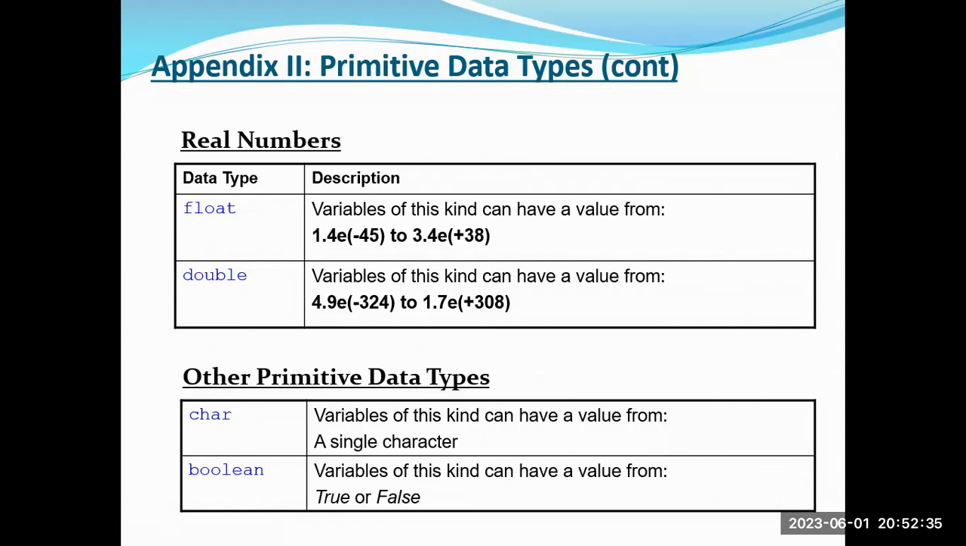Minus, that's what you can store on the negative side: 324 decimal places after the decimal point. But for the positive side, you can store 308 decimal places. Please, I hope you are okay. Okay, so that's it for the float and the double.